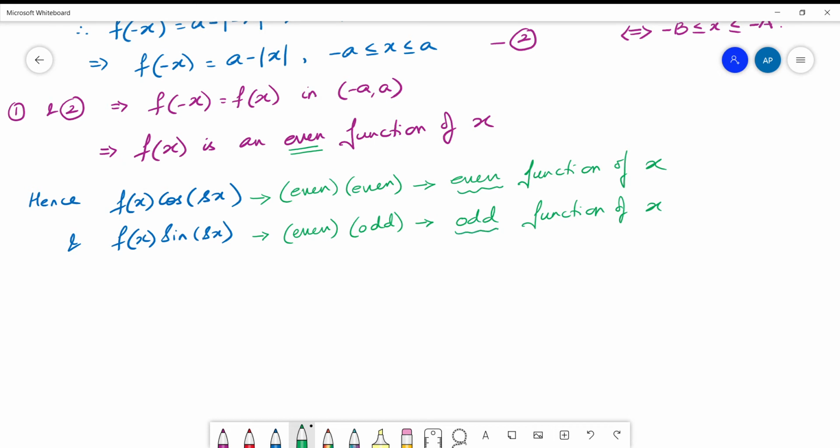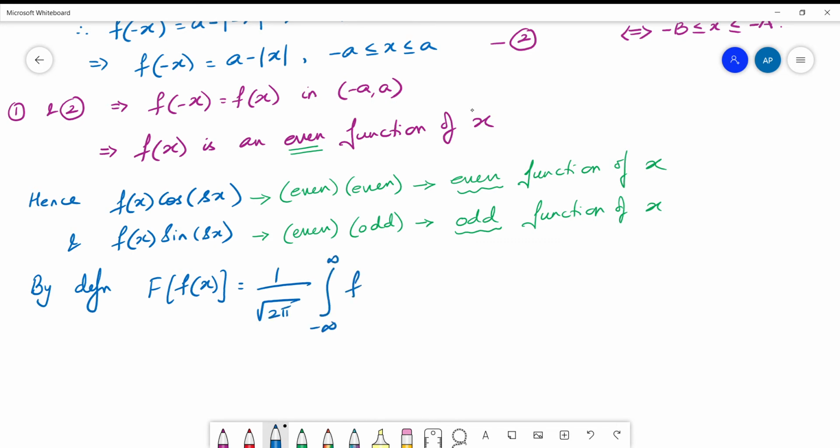Now we shall begin with the definition of Fourier transform. So by definition, the Fourier transform of f of x, let me write the definition, is 1 by root 2 pi integral minus to plus infinity f of x e power isx dx, because e power isx is the kernel.